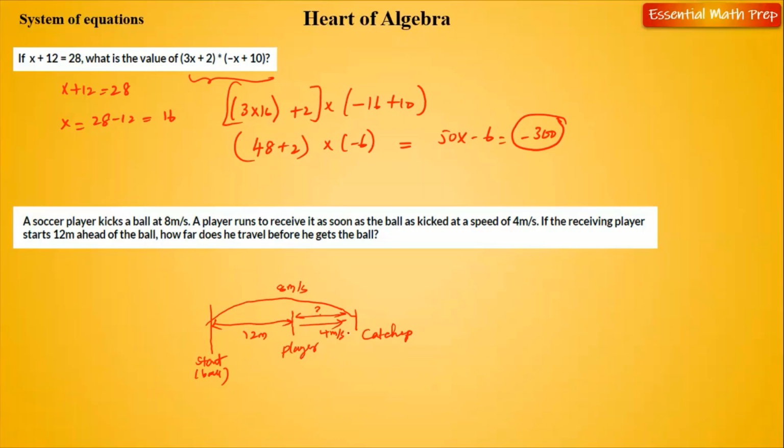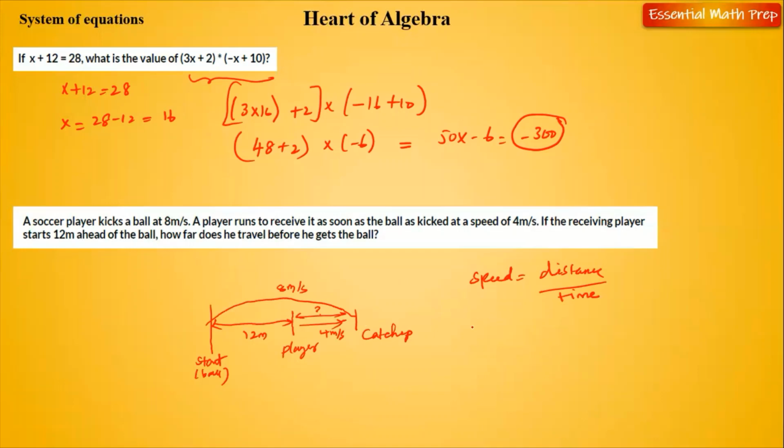What's the best way to do it is, we know speed equals distance over time, right? So we know that two distances have to be equal, or two times have to be equal, because eventually the player and the ball have to catch up. So two things have to be equal. That's the common aspect here.